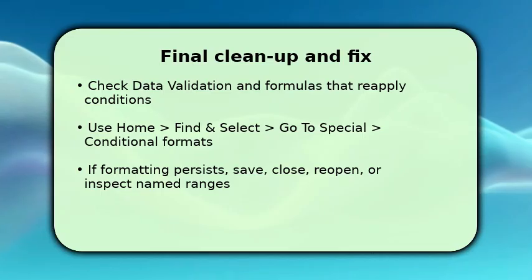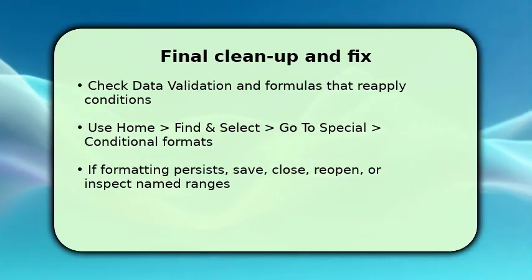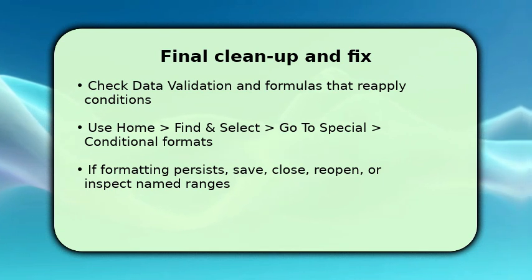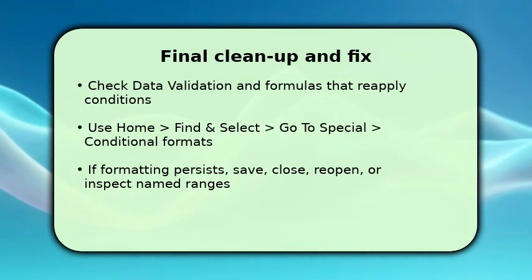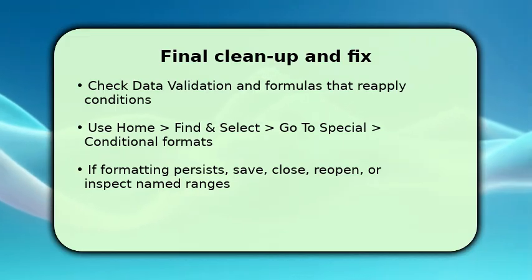Finish by confirming the condition won't come back. Check data validation and any formulas that might reapply formatting, and inspect named ranges or table formats. Use Home, Find and Select, Go to Special, Conditional Formats to highlight leftover cells, then clear rules on those cells.